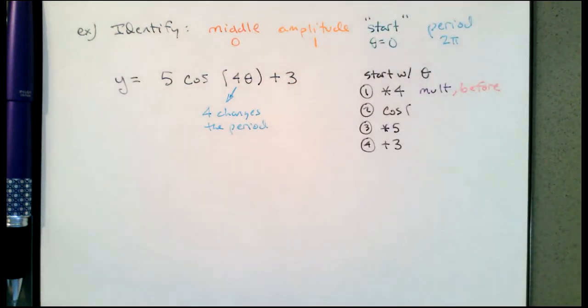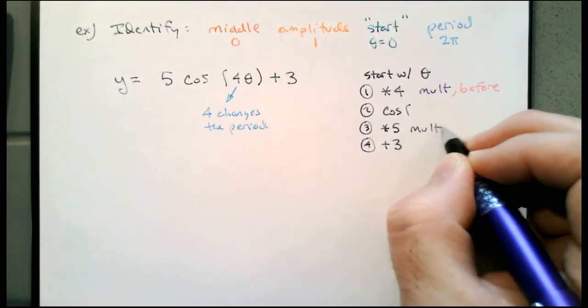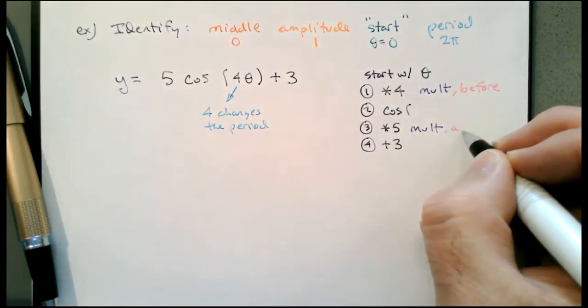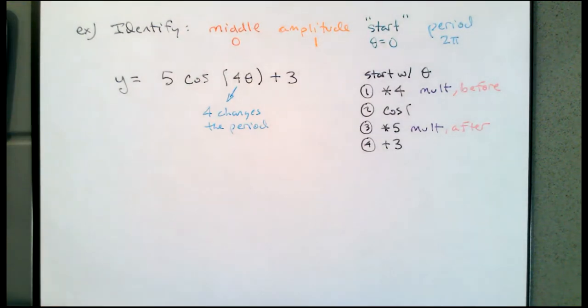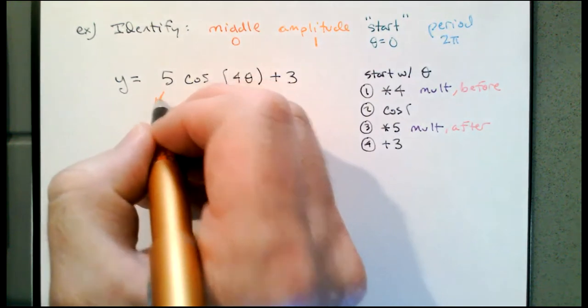Then cosine happens. That 5 is multiplication after the trig function. Since it takes place after, multiplication after is going to be a vertical stretch. And that's a change in the amplitude. So that 5 is going to change the amplitude.